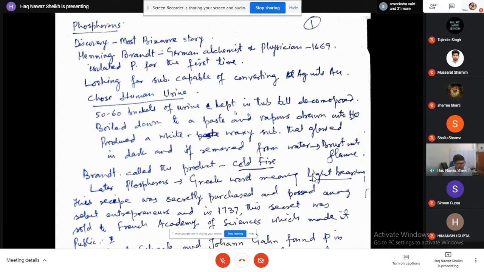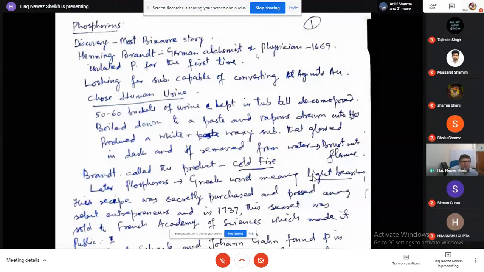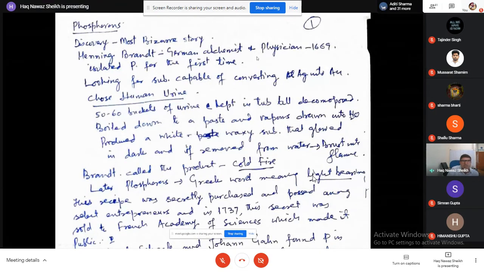This is a typical example of chemiluminescence: there is a chemical reaction, phosphorus reacts with air and forms oxide, but there is no heat released. In fact, the energy is converted into light, so it's chemiluminescence. So Brandt called this product cold fire. Later, this element was called phosphorus, derived from a Greek word meaning light-bearing.